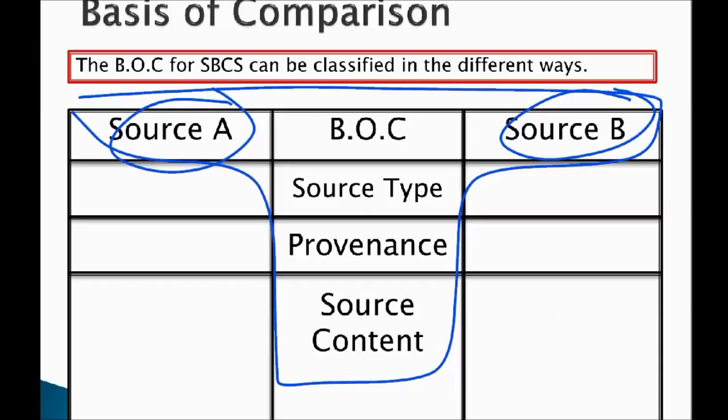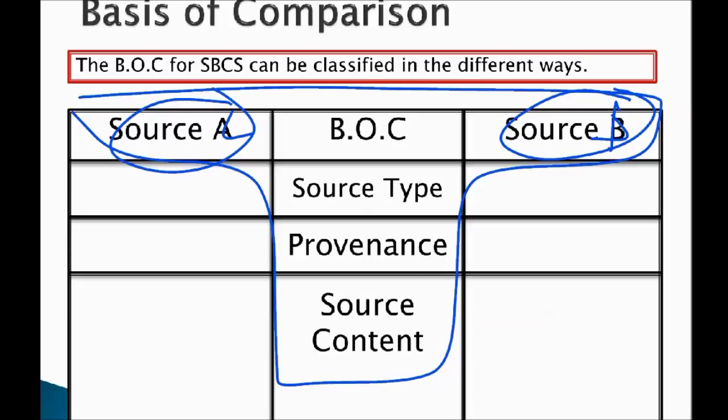Now, on top of the left and right column, you write the source. It might not be source A that you're comparing, it might be source C or source D. Then you change accordingly. Source C and source D. Change accordingly.